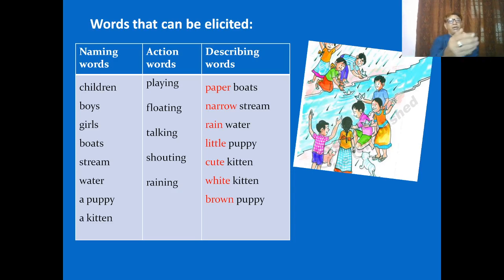For example, you take the word children, you take the word floating, you take the word paper boats. So we can frame a sentence like some children are floating paper boats. But children will also say sentences like girls float paper boats, boys float paper boats. So they cannot say the sentences in complete form. So in order to encourage them to say the sentences in complete form, we need to say the sentences. Through practice, they will also come out with complete sentences.